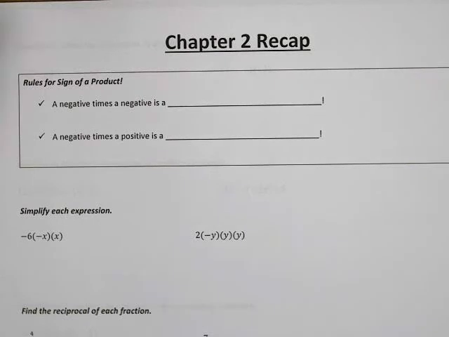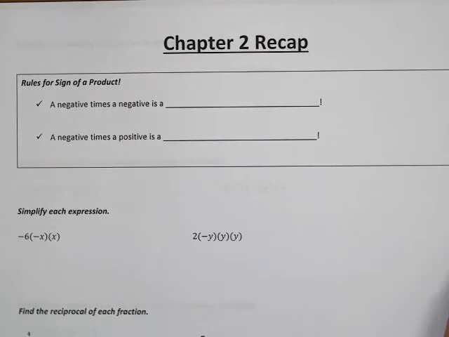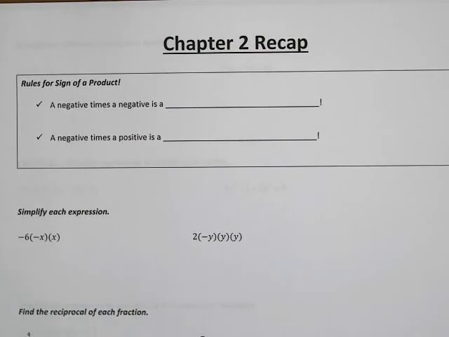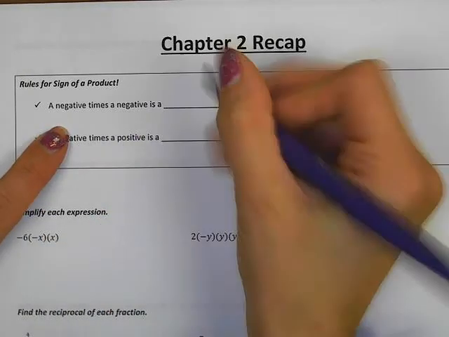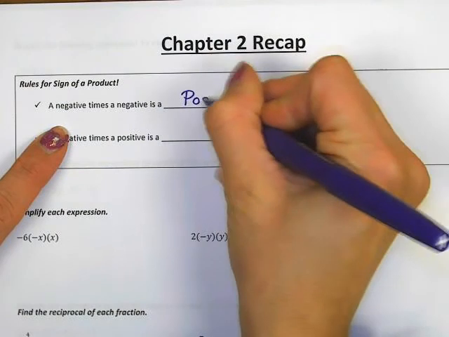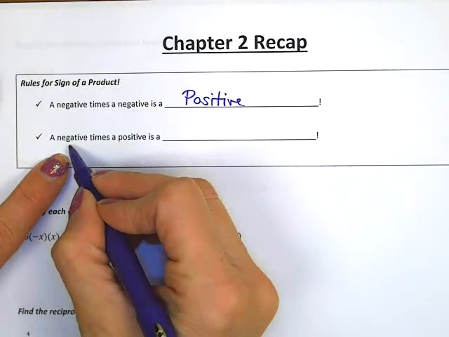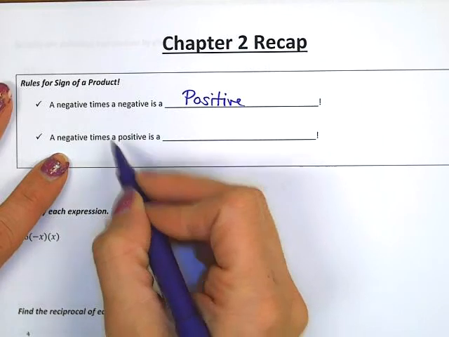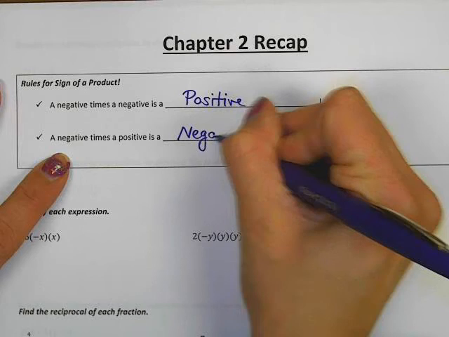We are now going to recap and try to refresh our knowledge for Chapter 2. During Chapter 2, we studied positive and negatives a lot. A negative times a negative is a positive. And a negative times a positive, or a positive times a negative, is a negative.